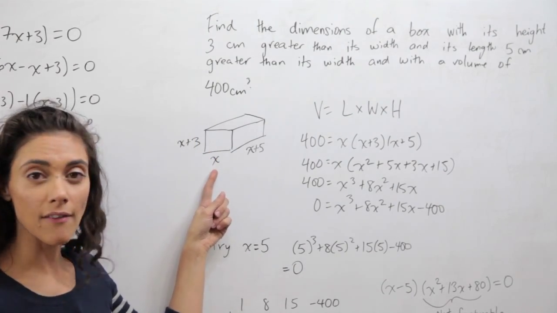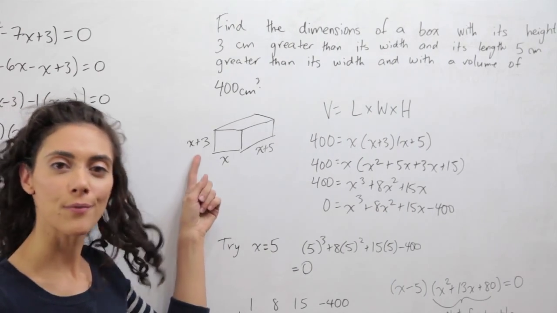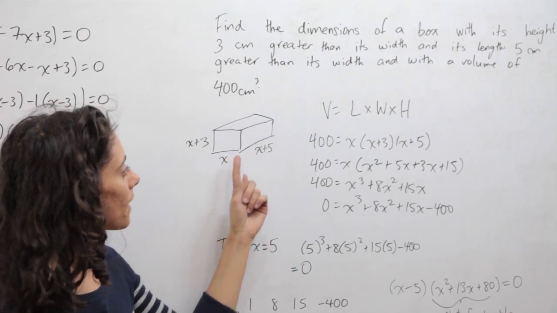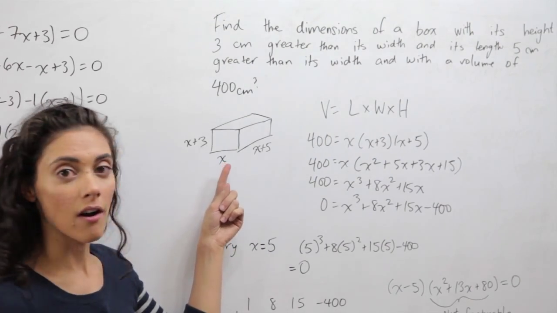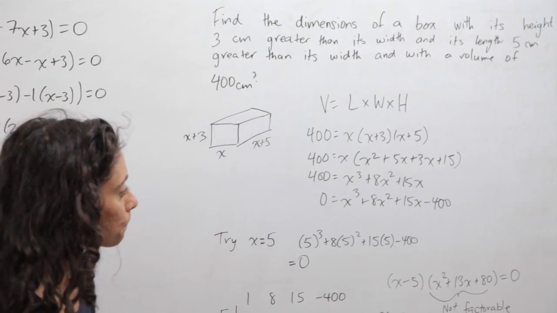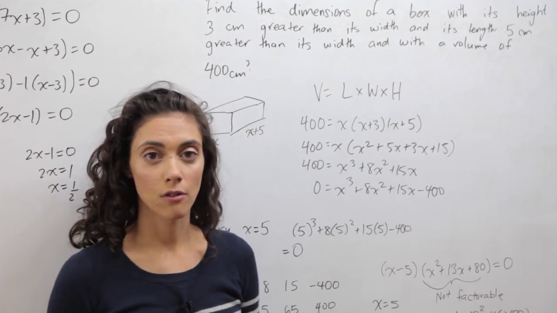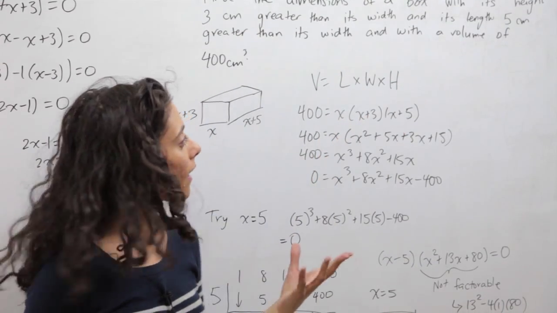I've sketched this right here. Here's my width, I've called that x. I want my height to be 3 centimeters greater, and I want my length to be 5 centimeters greater. So the expressions are: width x, height x plus 3, and length x plus 5. Remember that the volume of a box, or a rectangular prism, is given by length times width times height. I know all these things.